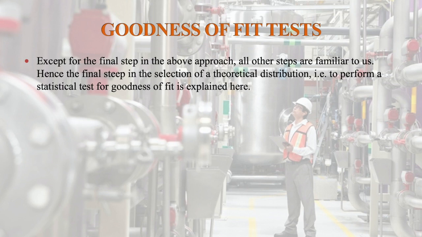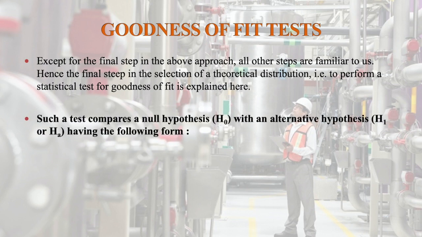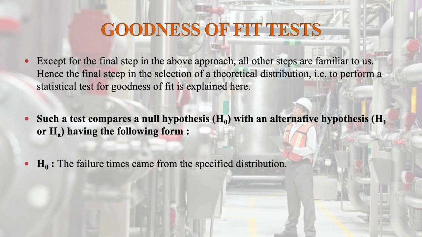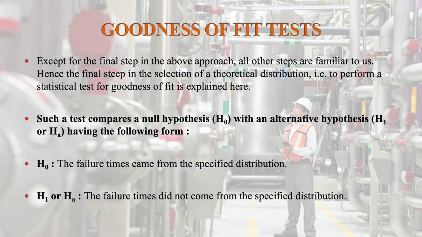Hence, the final step in the selection of a theoretical distribution, that is to perform a statistical test for the goodness of fit, is explained here. Such a test compares a null hypothesis H0 with an alternative hypothesis H1 or HA having the following form. H0: the failure times came from the specified distribution. H1 or HA: the failure times did not come from the specified distribution.